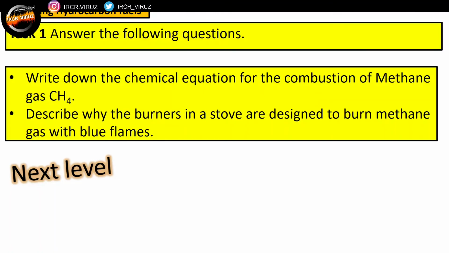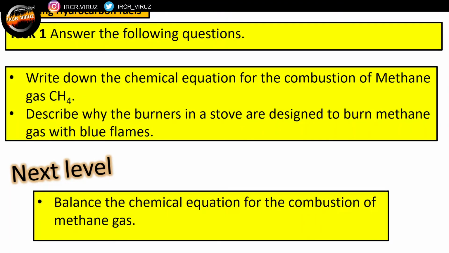So task number 1, we're going to start with this. As always, you can press pause when you start doing your work, and then you can press play so you can correct your answers. Okay, so first of all, it says write down the chemical equation for the combustion of methane gas. So you just have to write down the symbols. Okay, and then the next one says describe why burners in a stove are designed to burn methane gas with blue flames, not the yellow ones. Okay, and if you want to take it to the next level, you can balance the chemical equation for the combustion of methane gas. So as always, you can press pause on the video, and then you can check your answer. So press pause now.